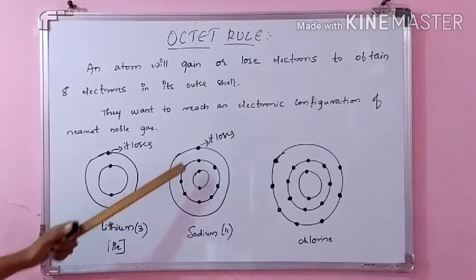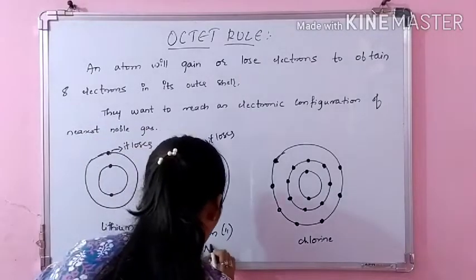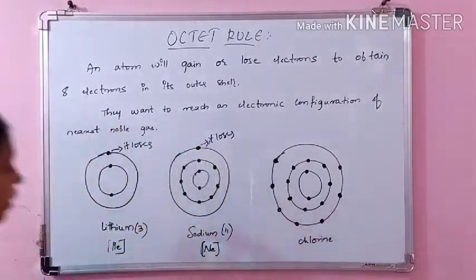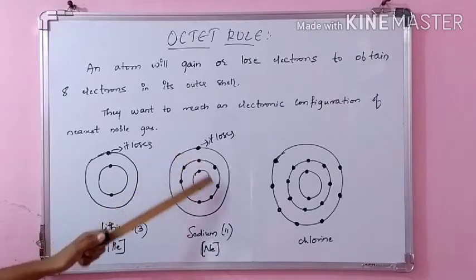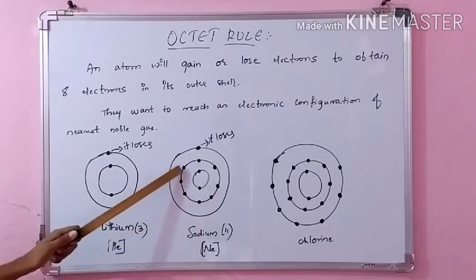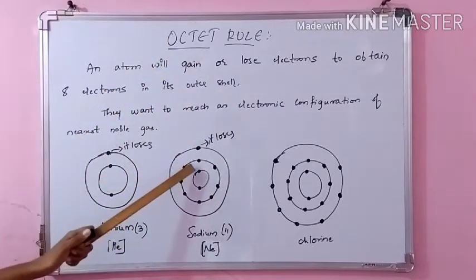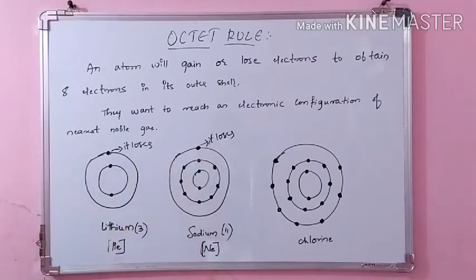Which is that noble gas? It will attain the noble gas configuration of neon, that is 10, isn't it? Neon is 10. So it will lose this electron and will have a completely filled octet. Again like this, it loses the electron and gains stability.